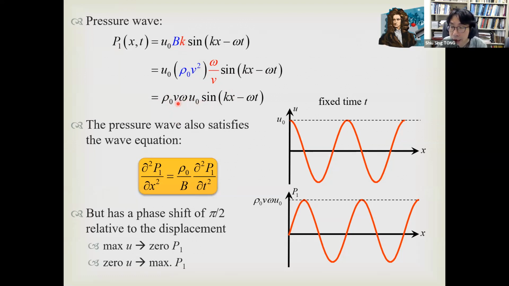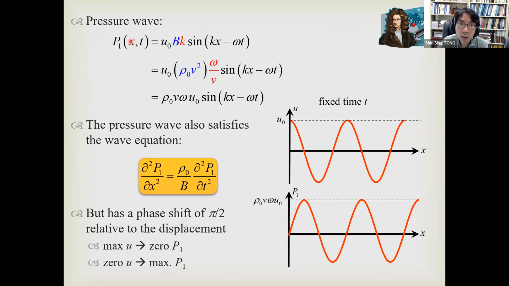Now this equation has the advantage of expressing the amplitude in terms of the velocity. Okay, the displacement amplitude u naught is always there, but we have the advantage that we express the pressure change in terms of v, the wave speed of sound in the medium, which we may know by experiment. Okay.